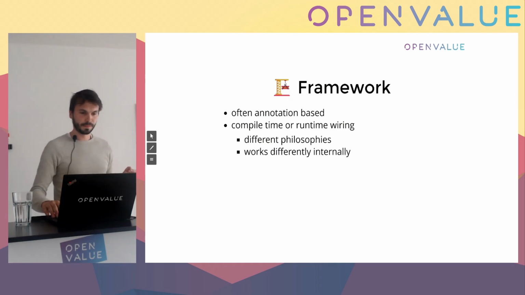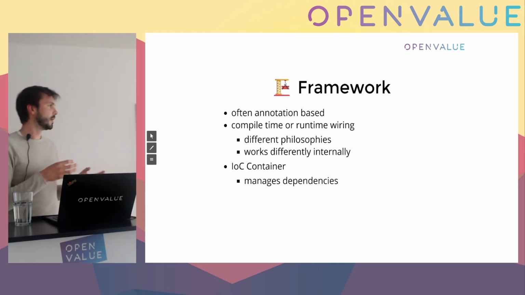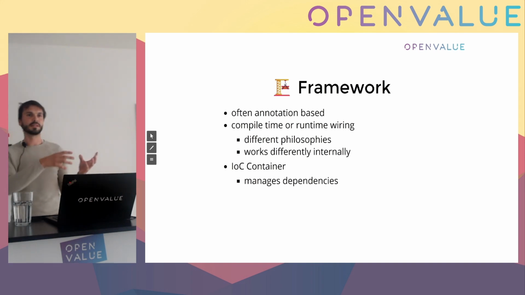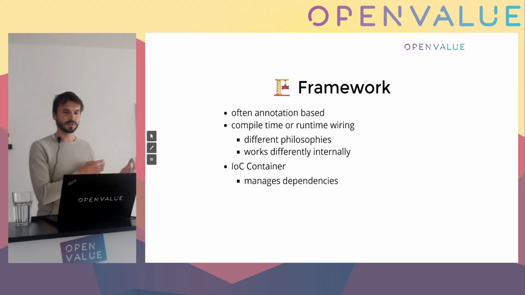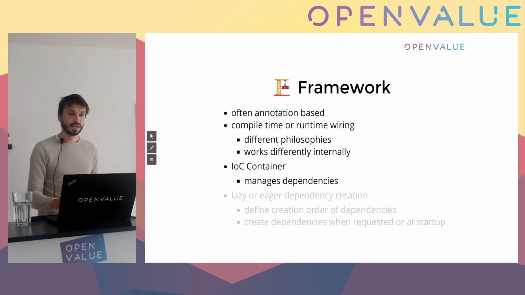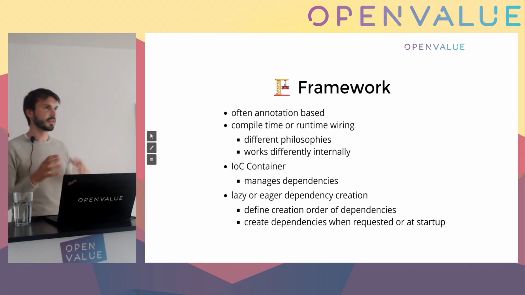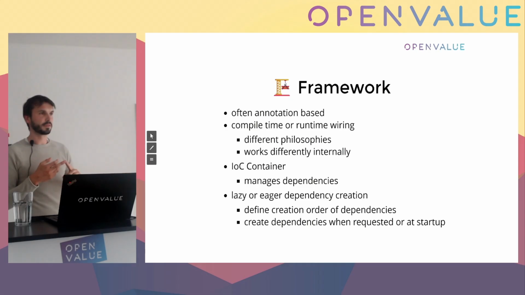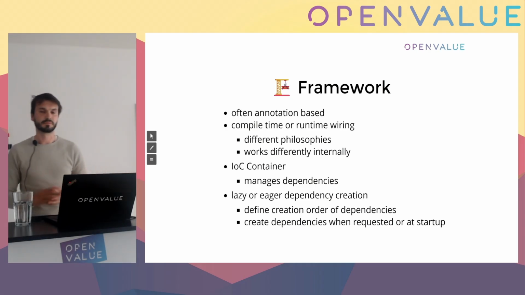And they often use an IOC container. It's called an inversion of control container, which manages the dependencies. It's actually the thing in the end that creates the dependencies, and you can use it to get access to them. They often also have lazy or eager dependency creation, so like the flexible creation of the dependencies. So you might define an order, or, like Spring's lazy, just say it gets first created when you call it.